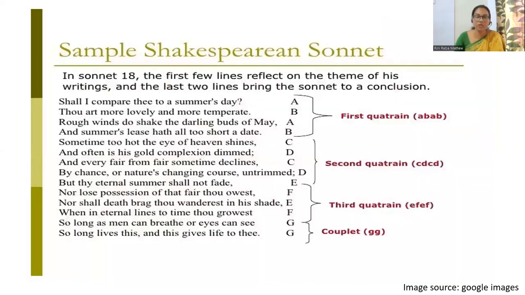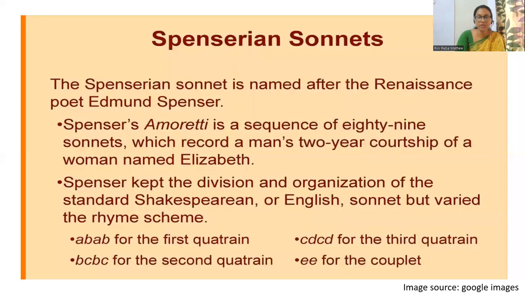As you can see on the screen, a sample Shakespearean sonnet is Sonnet 18, a very famous sonnet: Shall I compare thee to a summer's day? You can see the different stanzaic divisions ending with a couplet. The first few lines reflect on the theme of its writing, but the last two lines, the couplet, are the conclusion. And coming to the variants within the English sonnet: remember, we have the Italian sonnet, which we call the Petrarchan sonnet. The English sonnet is again divided into Shakespearean and Spenserian.